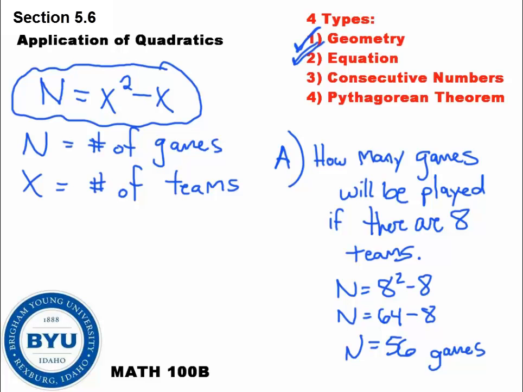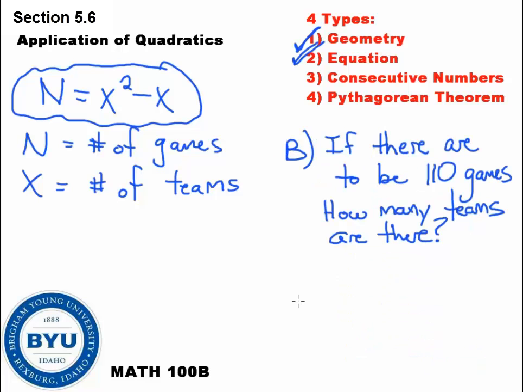But part B requires a little more work. So in part B, they tell us the total number of games. They say, okay, we've got this tournament coming to town. There's going to be 110 games. In this situation, how many teams are there? So 110 games. Now, are we going to plug in 110 for n or for x? Hopefully you're saying n. In the last one, we plugged it in for x. In this one, we plug it in for n.